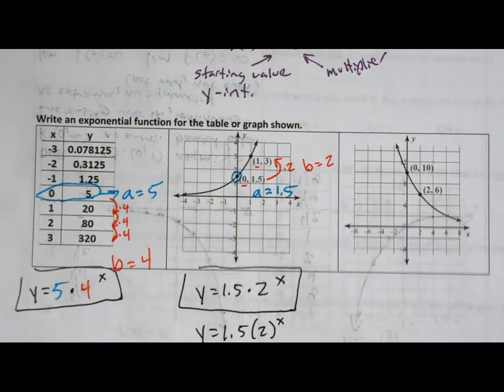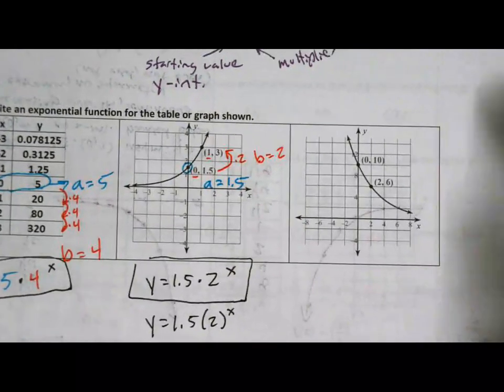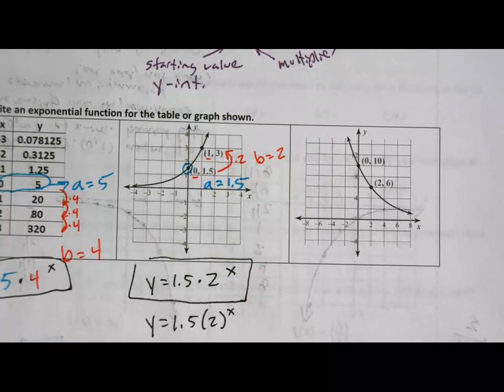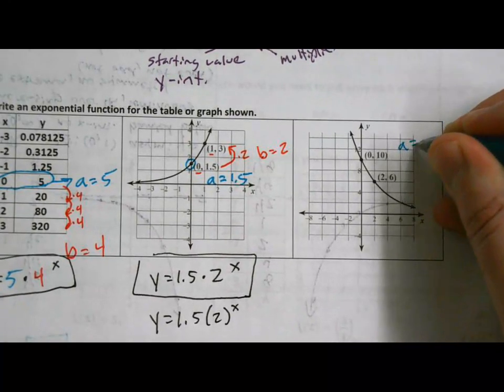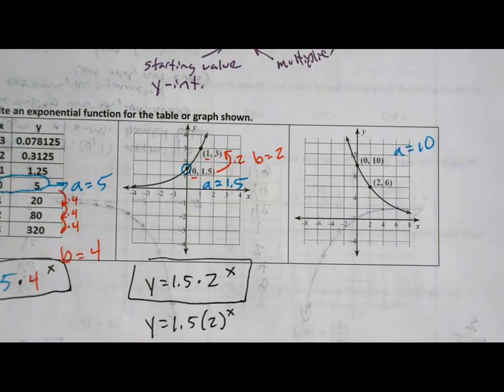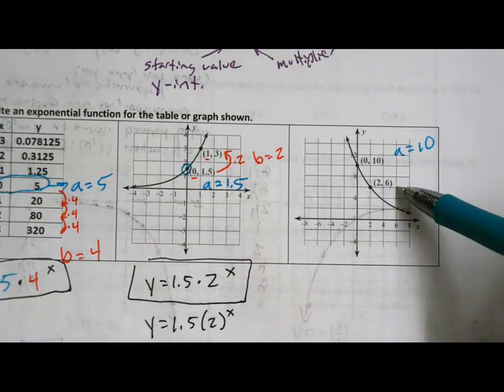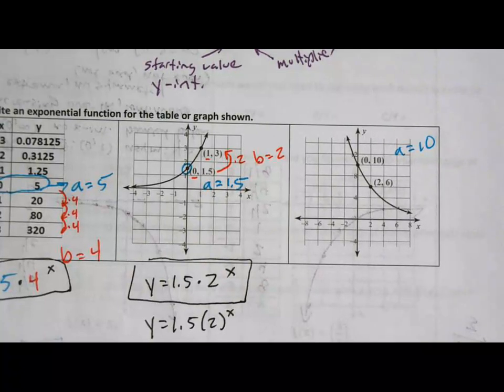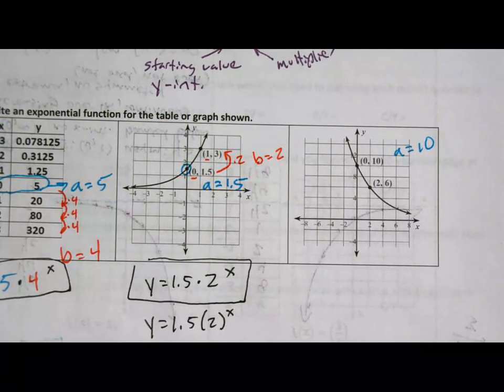All right, how about the third one? Can you spot an a value on this graph? A is 10. Nice. And b is 4/5. Oh, you would multiply 10 times 4 over 5 to get to 6? Is that where you got that from? Oh, to get to 8. Where'd the 8 come from?